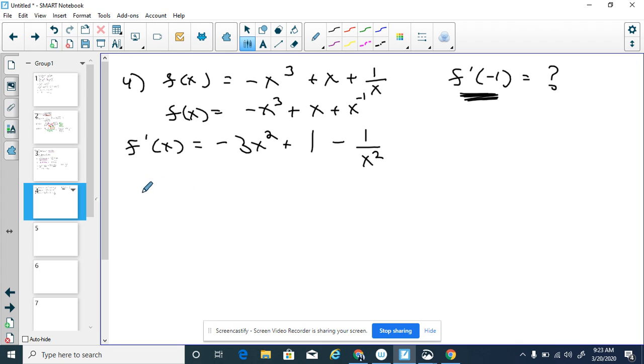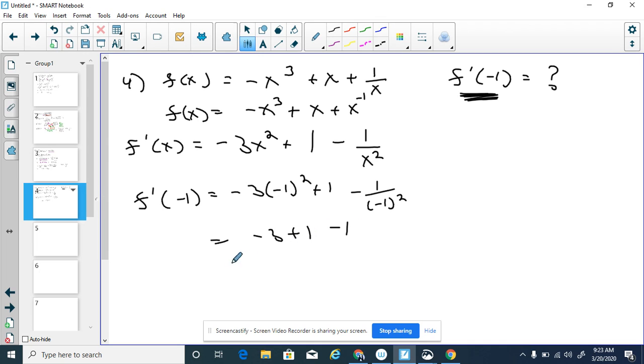All right, so rocking and rolling, you got f prime of x. You want f prime of negative 1. So negative 3 times negative 1 squared plus 1 minus 1 over negative 1 squared. So that's going to be 1. That's going to be negative 3 plus 1. It's going to be minus 1. Blah, blah, blah. Answer looks like it's going to be negative 3, which is choice D.